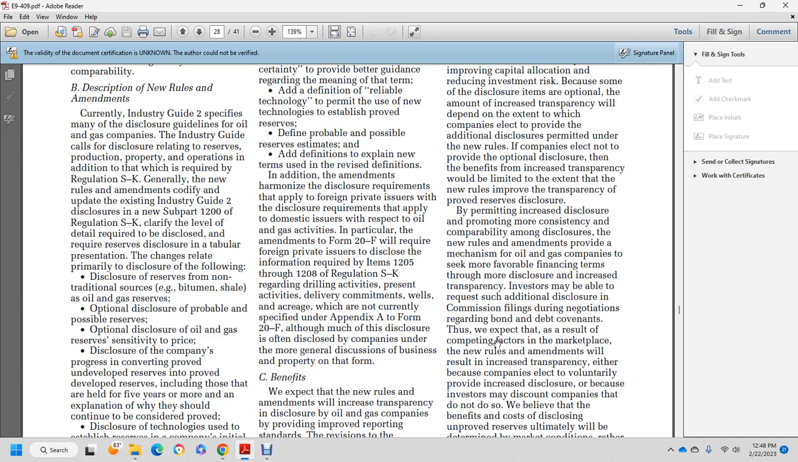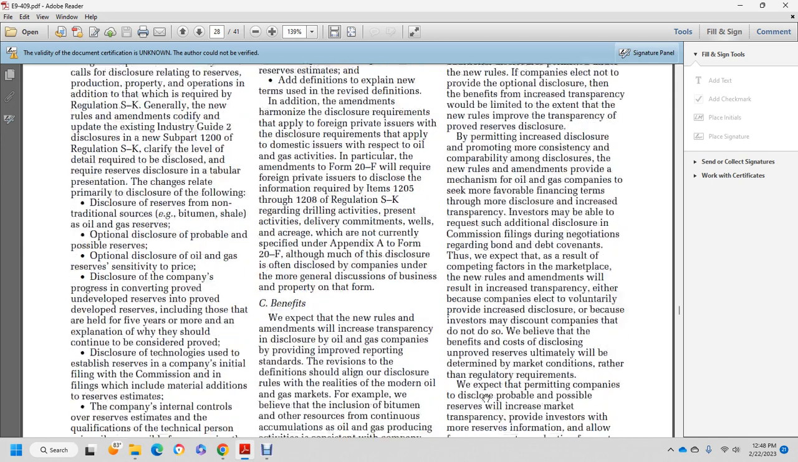We expect the result of the competing factors in the marketplace with the new rule amendments will be increased transparency, either because companies voluntarily provide increased disclosure, or because investors may discount companies that do not do so. We believe the benefits and costs of disclosing unproved reserves ultimately will be determined by market conditions rather than regulatory requirements.